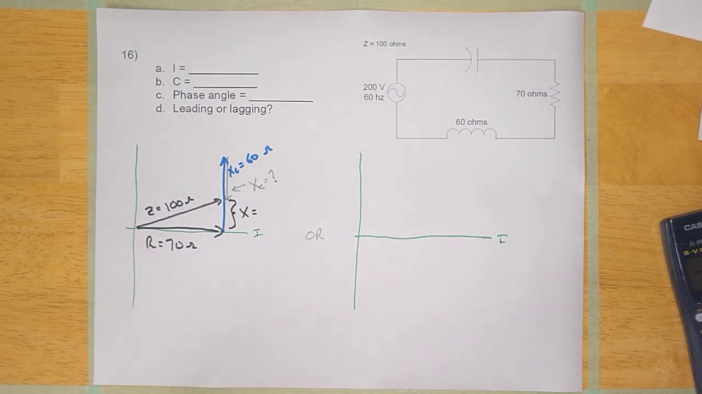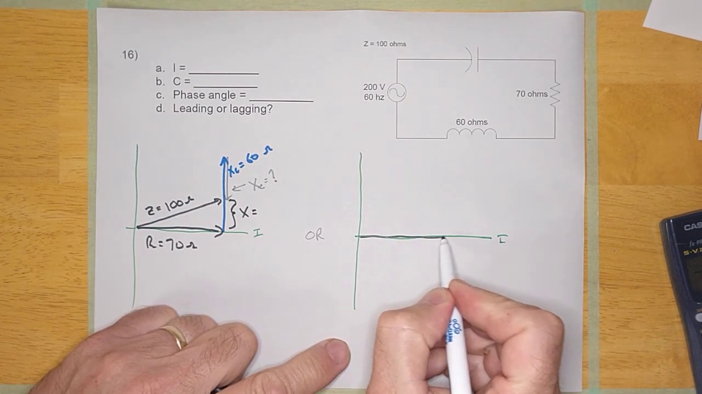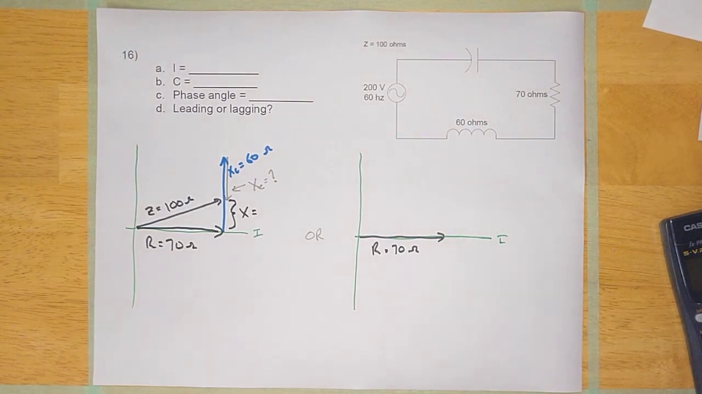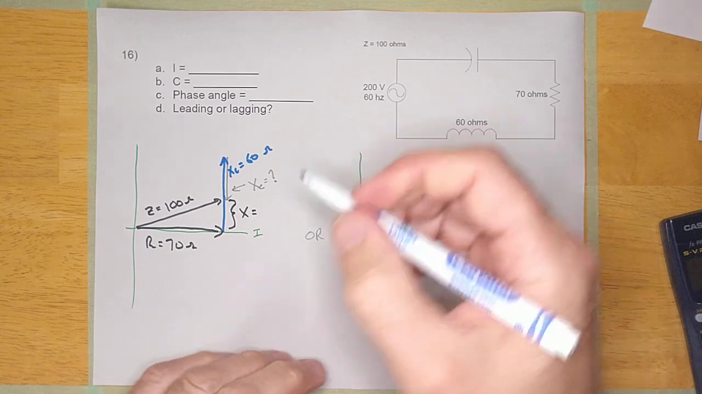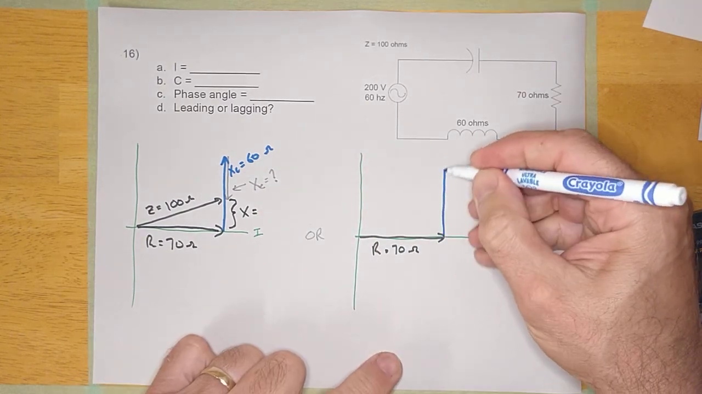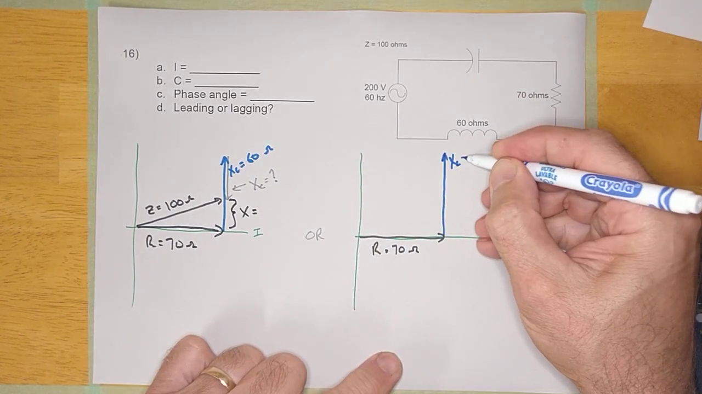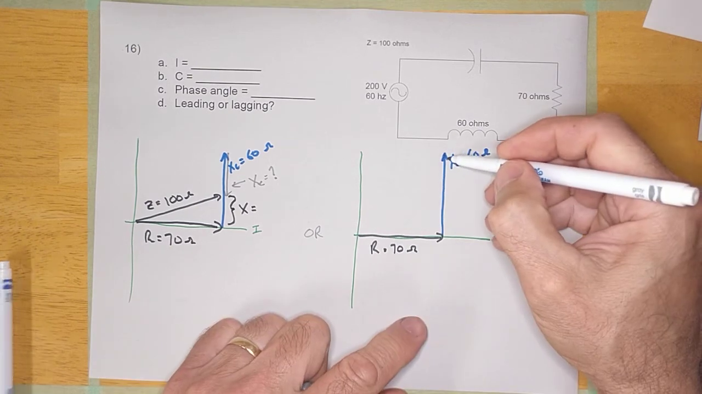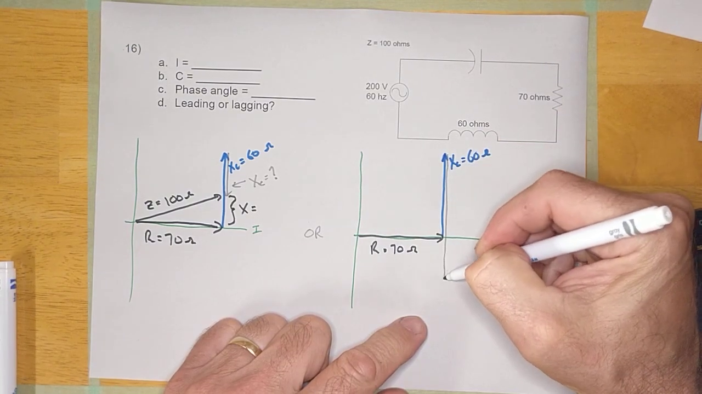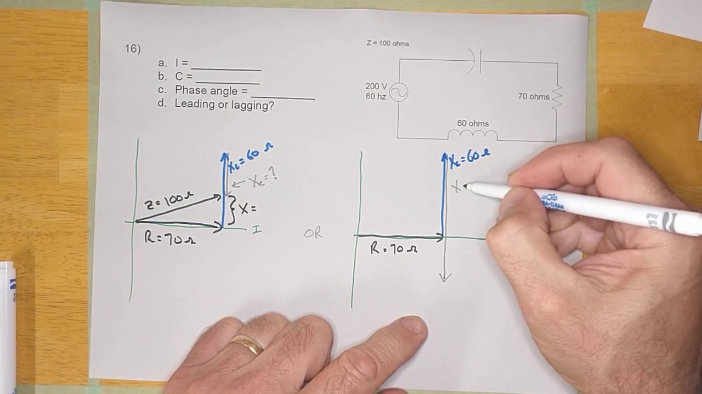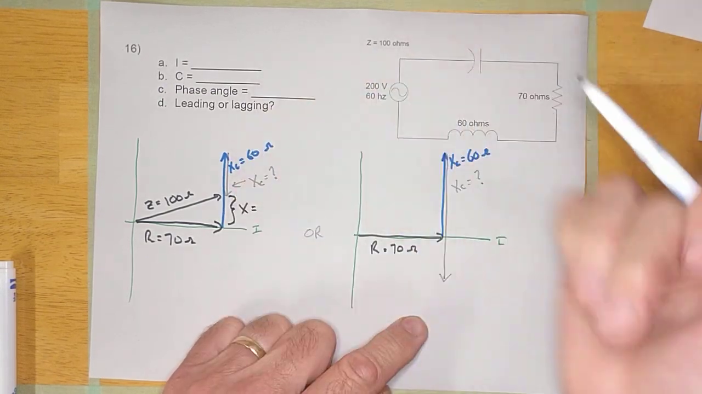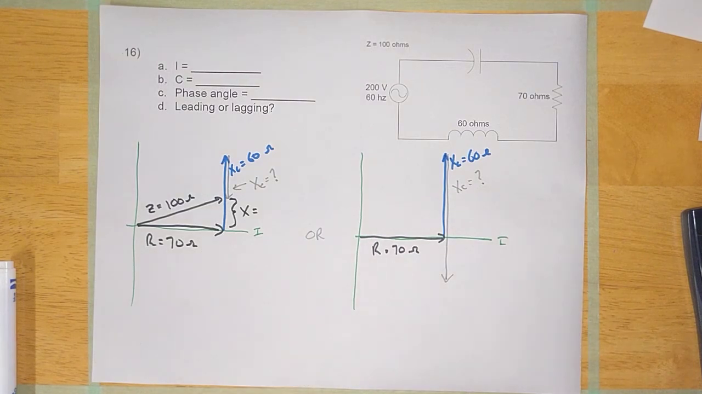This is going to be the same. I'm going to have R here on the bottom, it's 70 ohms. I'm going to have XL, 60 ohms, okay? But XC could look like this. And I don't know what it is, but what I'm saying is it could be either less than XL or more than XL. I'm not sure which one exactly.